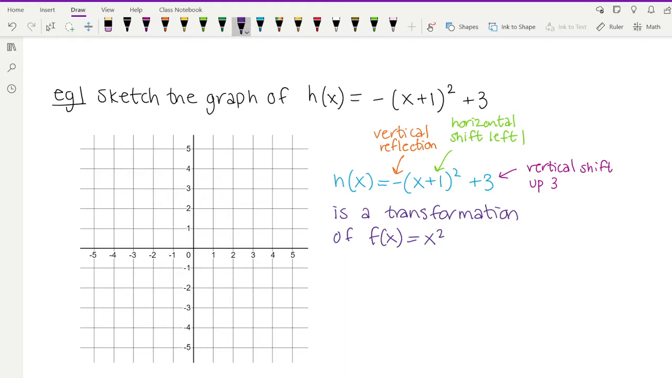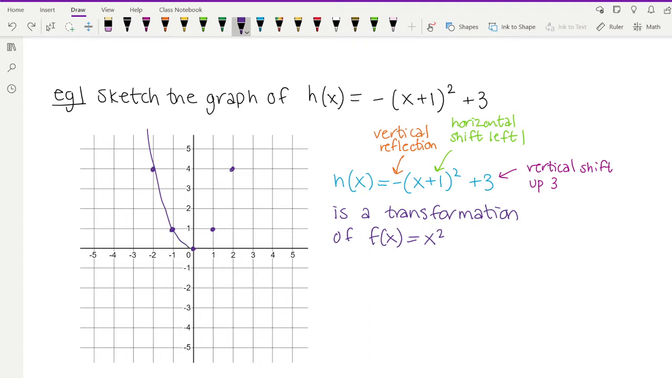Okay, so how do we put this information together to actually sketch our transformed graph? Well, I'm going to start by just roughly sketching the graph of f of x is equal to x squared. So you want to put a few key points on that graph that you'll keep track of as you do the transformation.